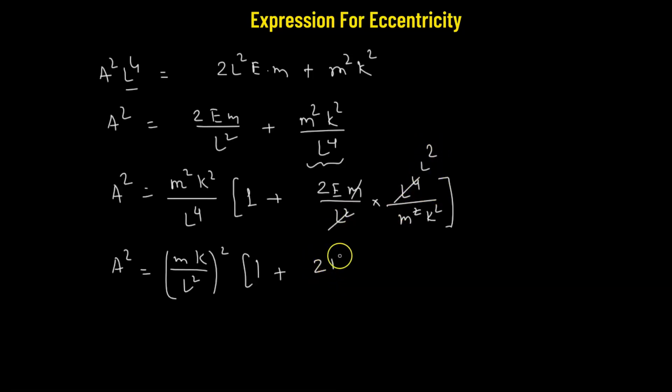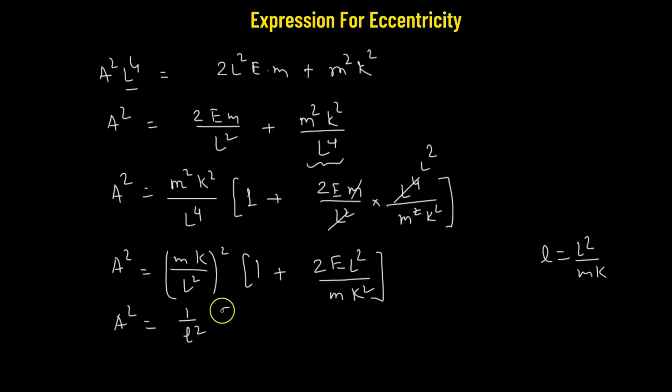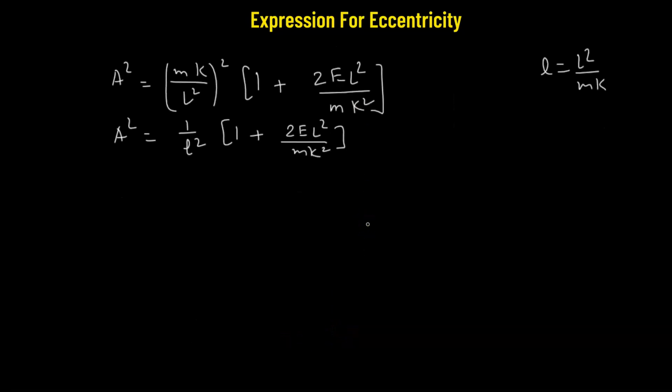So we have 2L squared divided by mk squared, and we know that our value L is equal to L squared over mk. So that means here we have a squared is equal to 1 over L squared. So this is 1 plus 2L squared divided by mk squared. Fine.